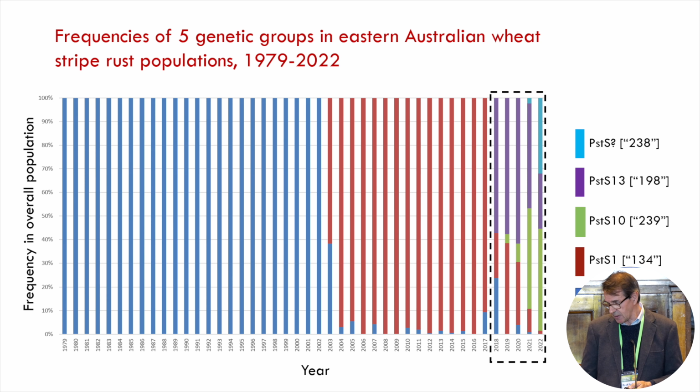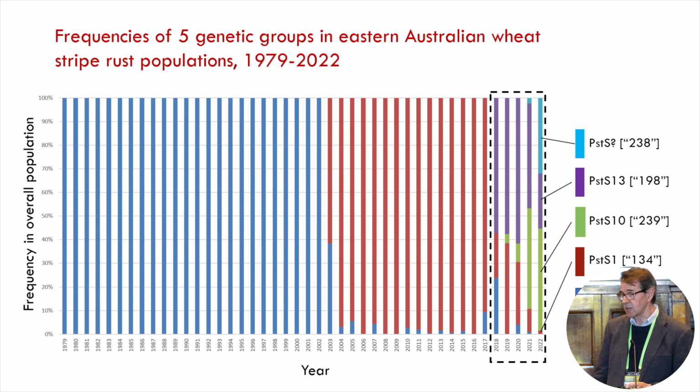And then in more recent years, we've got this more diverse population. And in fact, last year, real genetic diversity in our pathogen population of stripe rust. This makes the resistance breeding far more challenging and also providing extension advice to farmers as to whether they should spray varieties or not.